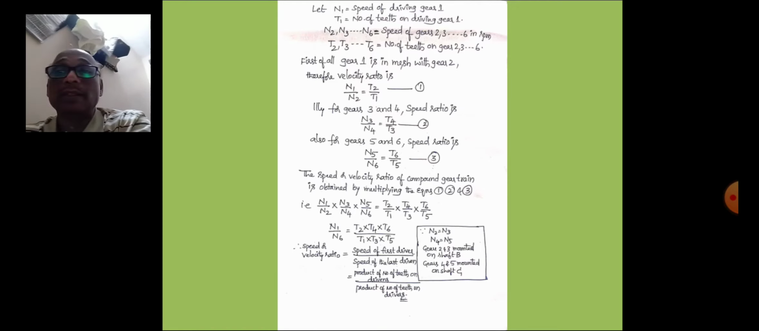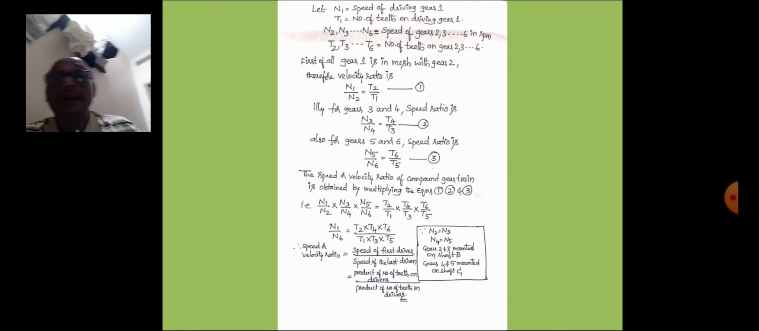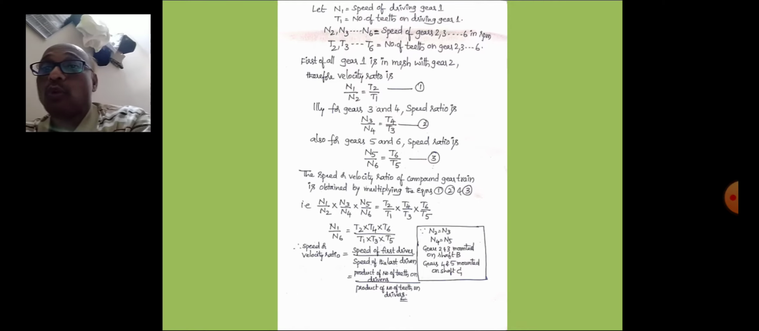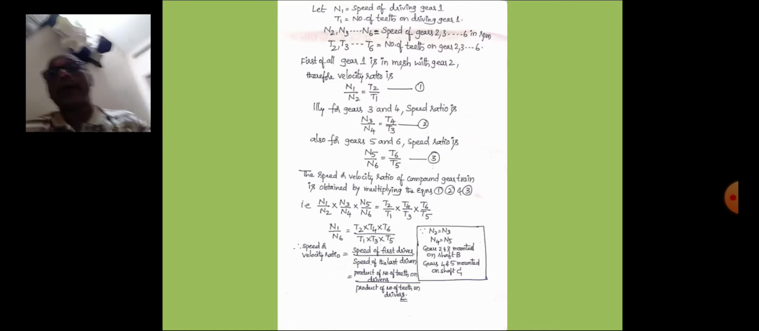Therefore, for the product of number of teeth on the drivens, 2, 4, 6 are the driven gears, and 1, 3, 5 are called drivers, because 1 is driving gear 2, gear 3 is driving gear 4, and gear 5 is driving gear 6. Therefore, 1, 3, 5 are called drivers, and 2, 4, 6 are being driven by 1, 3, 5. Therefore, they are called the drivens.